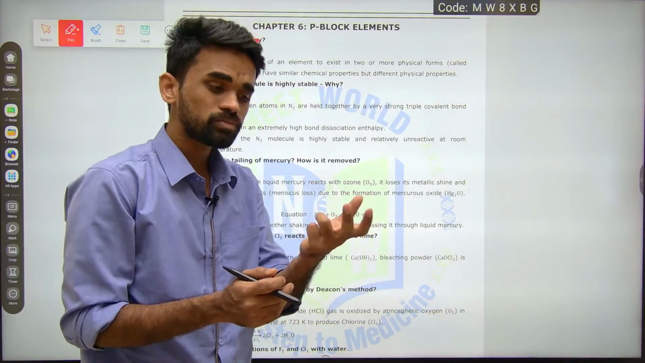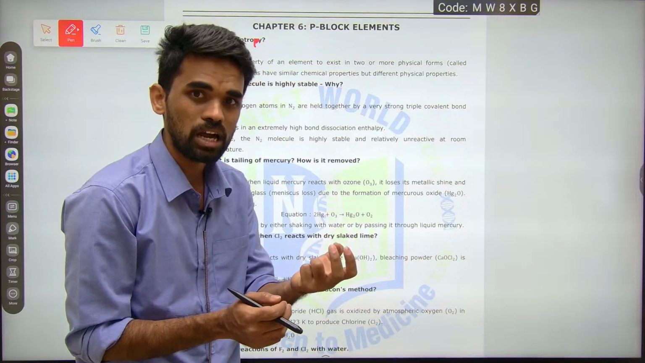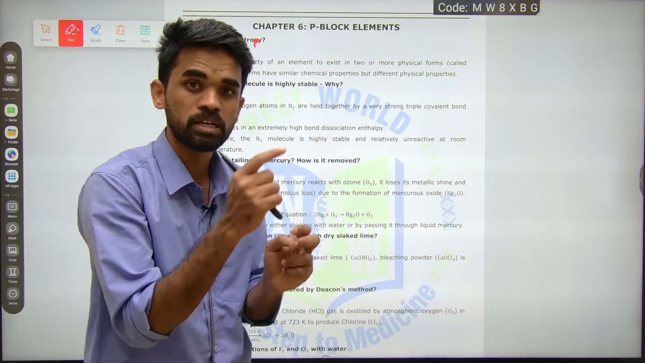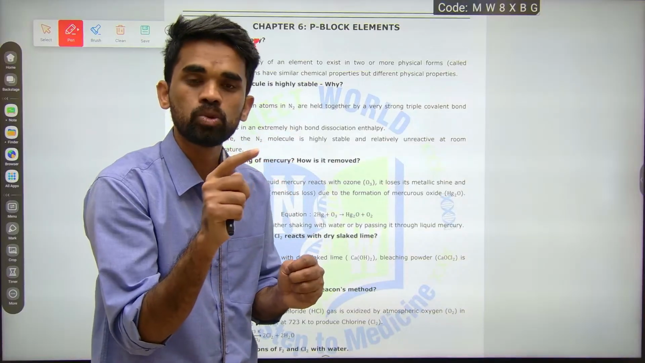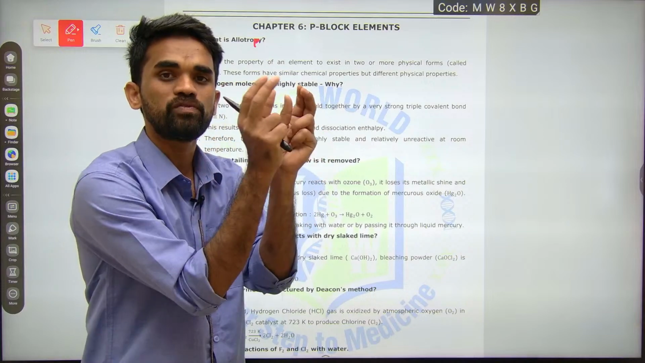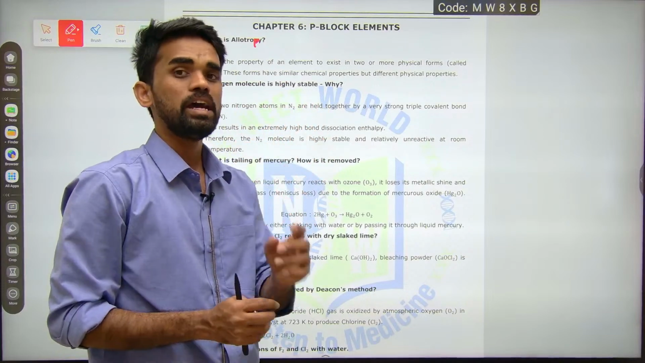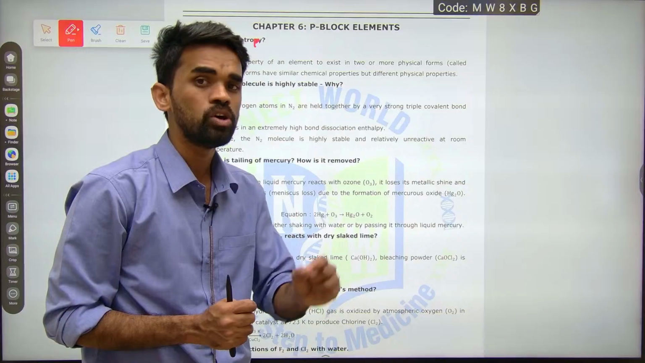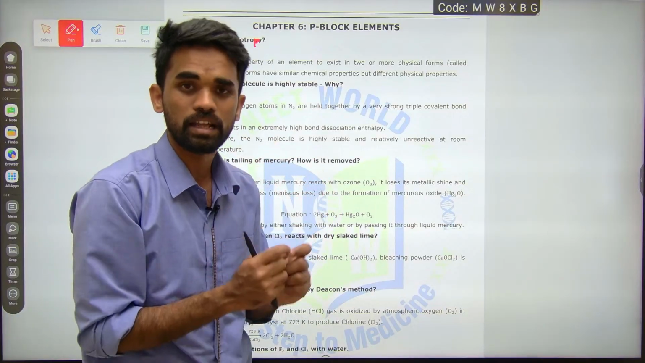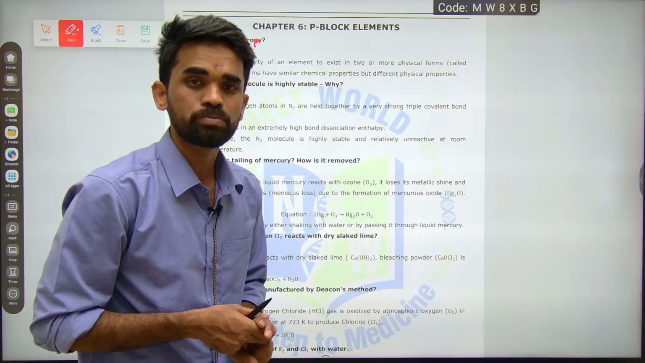Now for oxygen, what are the allotropes? The oxygen atom has 2 allotropes, that is O2 and O3. The oxygen molecule and the ozone molecule are the 2 allotropic forms of oxygen. And for carbon, graphite is one allotrope and diamond is the other. So these are the 2 allotropes of carbon.